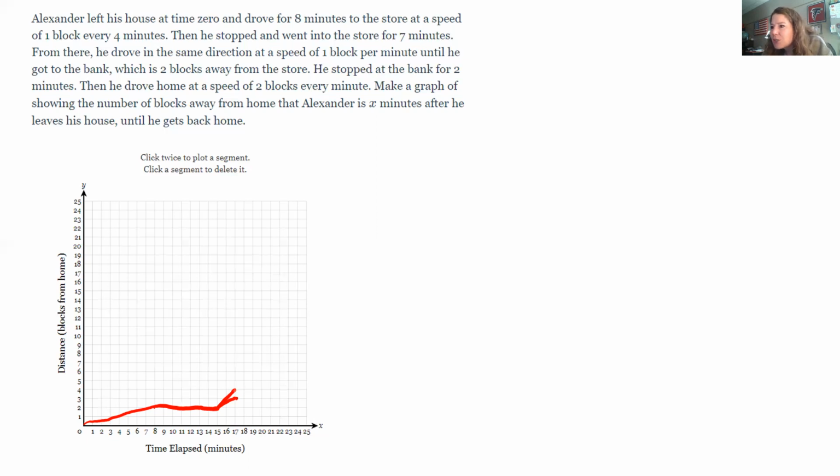He stopped at the bank for 2 minutes. So even though his distance isn't increasing, time continues to increase all the time. We can't stop time. Oh my goodness, this thing is driving me crazy.